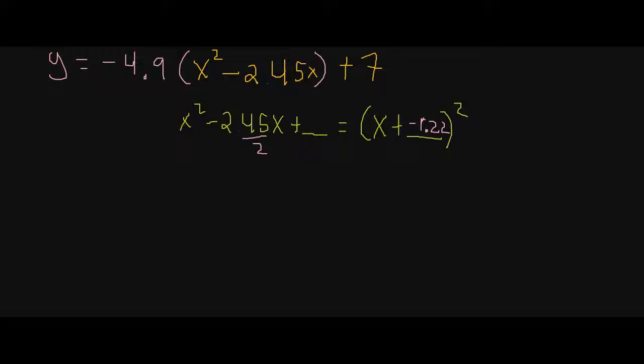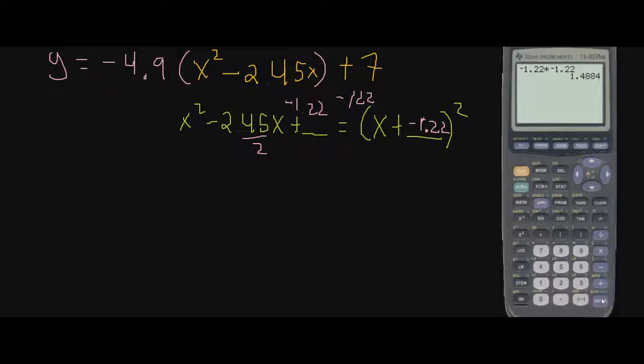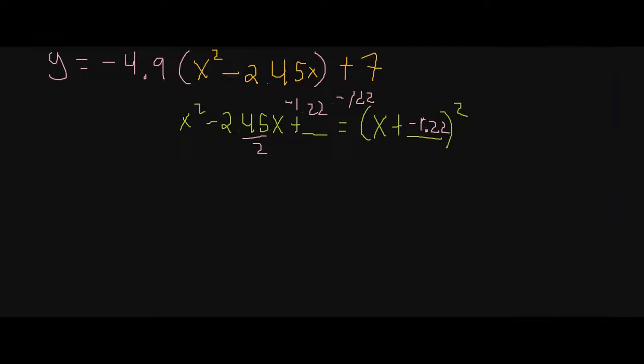Okay. Last but not least, what do we do to this negative 1.22 to get this number here? Well, we multiply it by itself. So negative 1.22 times negative 1.22. Let me pull out my calculator. Negative 1.22 multiplied by negative 1.22, and we're going to get 1.4884. I'll just round to 1.5. Okay. Perfect.